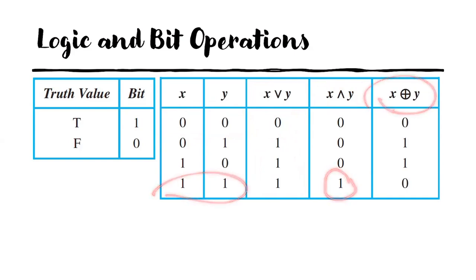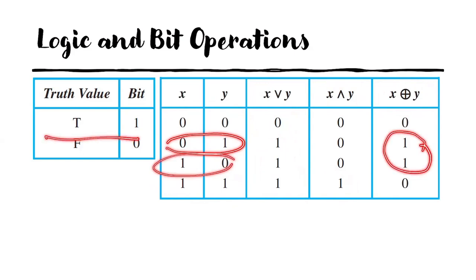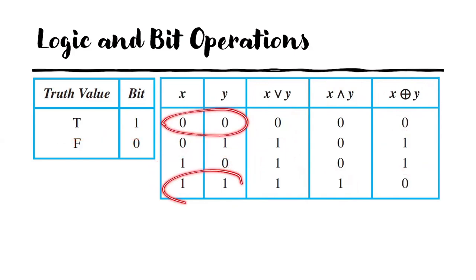Now for the exclusive OR, it's true when X and Y have different truth values. So when you have 0, 1 and 1, 0, it's 1, right? 1 means it's true. Now if they are the same value, then it will be 0. It means it's false.